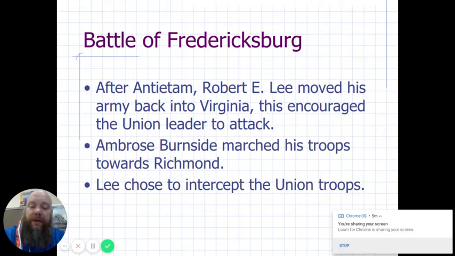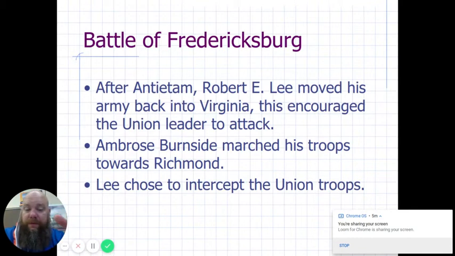And so Ambrose Burnside is going to march towards Richmond. The problem with Richmond is, it's very close to the North. So it's a pretty obvious target, but also because it's literally the capital. And that means not only is it a pretty obvious target, but it's heavily fortified. The South is going to have troops upon troops upon troops there waiting. And it's also, like I said, a target that's pretty obvious.